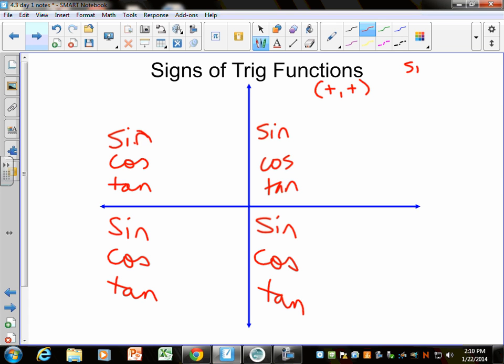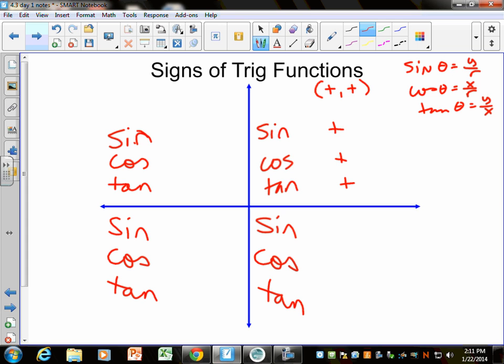So let me write this up here, just because I don't have it on here. We've just learned that sine is y over r, cosine is x over r, and tangent is y over x. So the reason that everything we've done so far has always been positive is because we've all been in quadrant 1. And if these are positive, is r ever going to be negative? No, it's a square root. It can't be negative. So we're really just looking at x's and y's. So we can say in quadrant 1, they're all positive. It's the only quadrant they'll all be positive in.